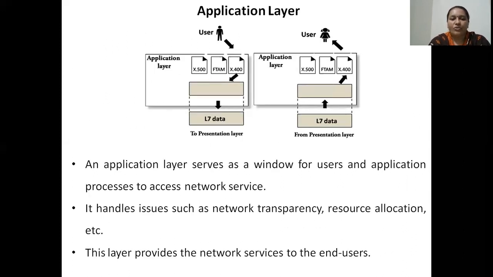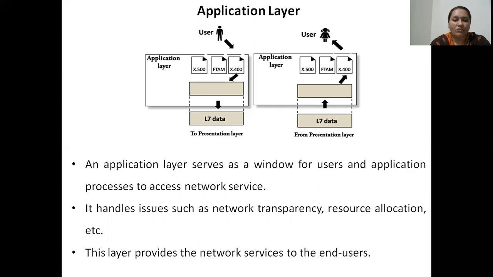The last layer of the OSI model is the application layer. This application layer, which is layer 7 of the OSI model, is very near to the user of the network. So the user has immediate access to the application layer. The application layer serves as a window for several network services to the user. It provides file transfer services, emailing services, web browsing services, and so on for the user.